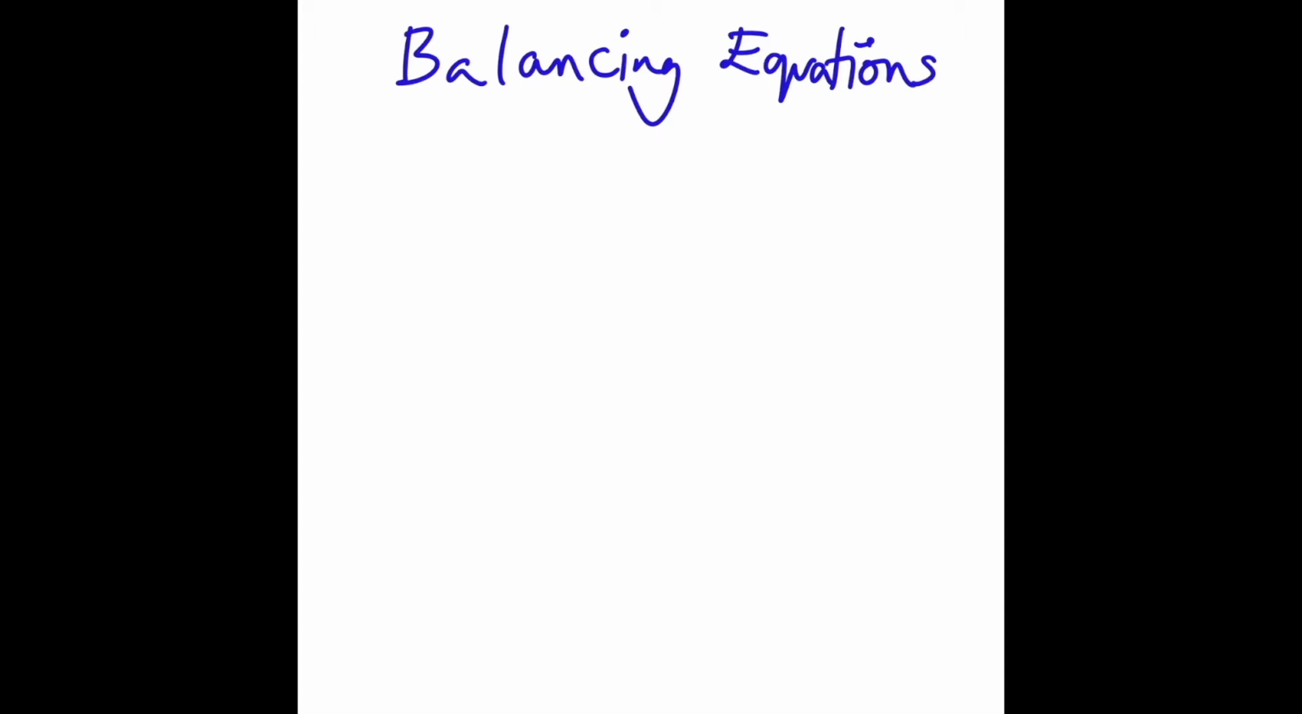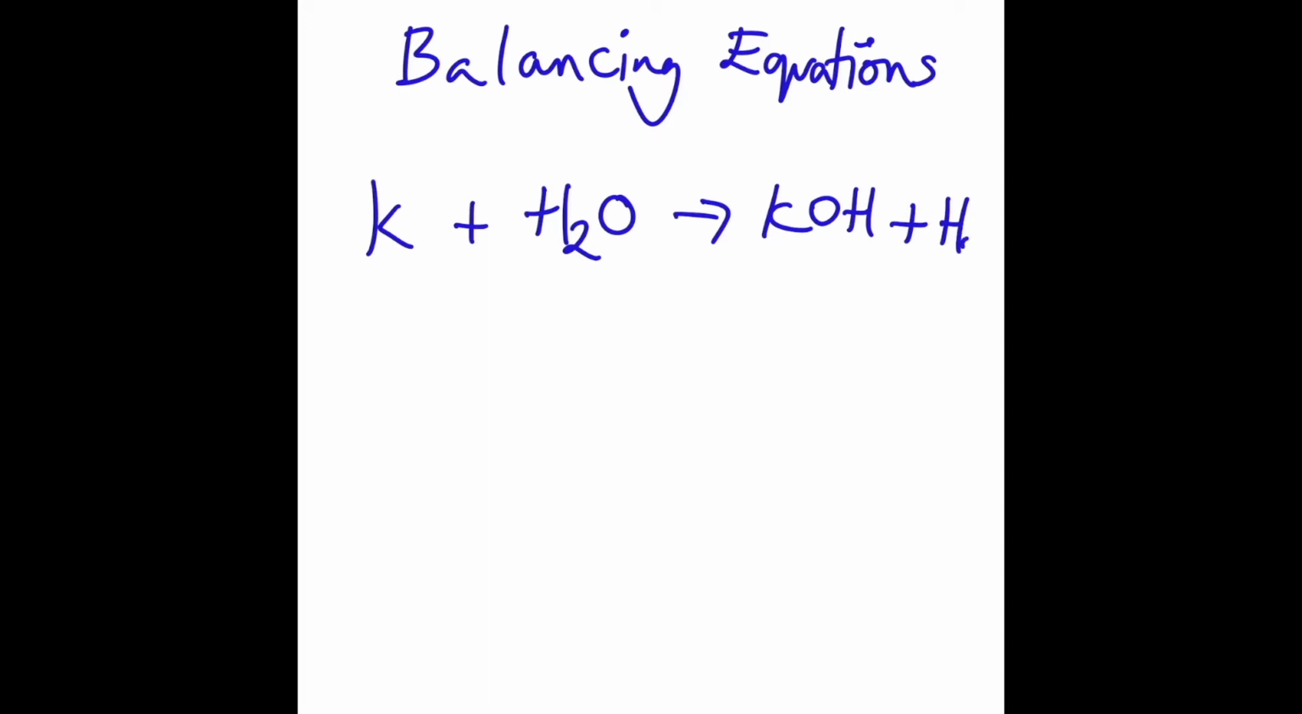Balancing equations is a bit like baking a cake. What you put in at the beginning with your ingredients comes out of the oven as a cake. So let's have a look as an example when we're dealing with atoms. Potassium plus water produces potassium hydroxide plus hydrogen.